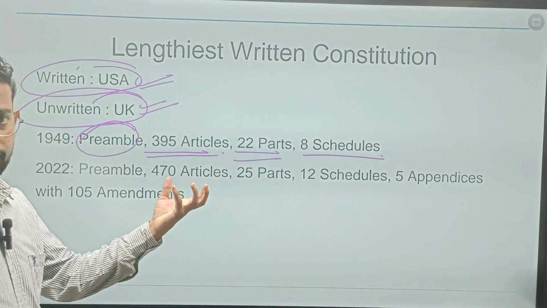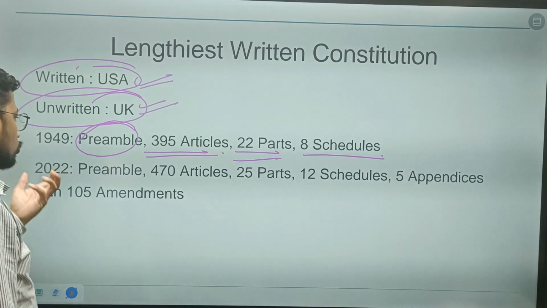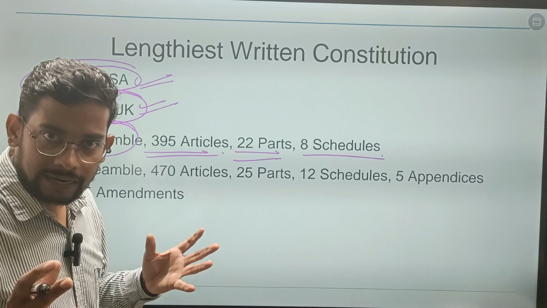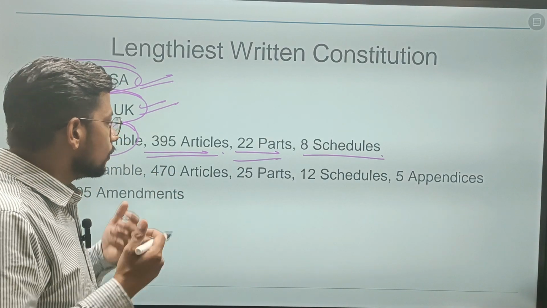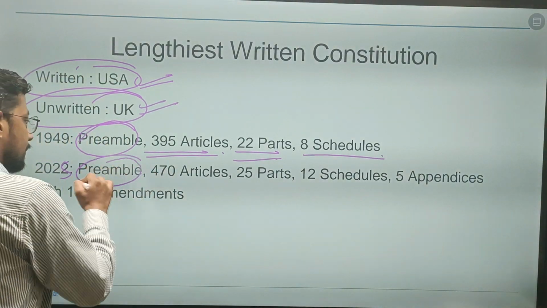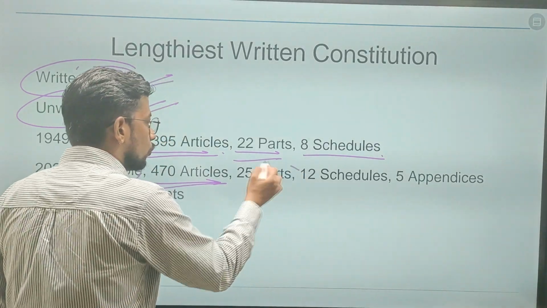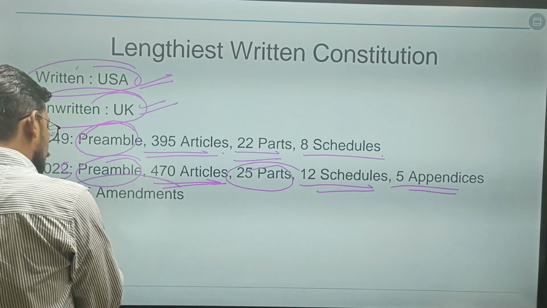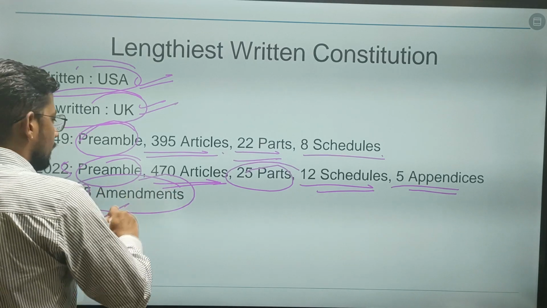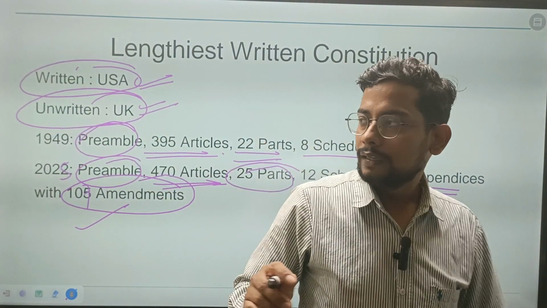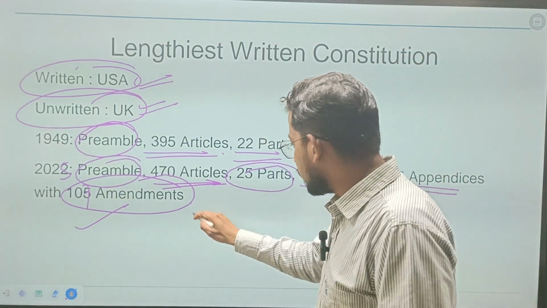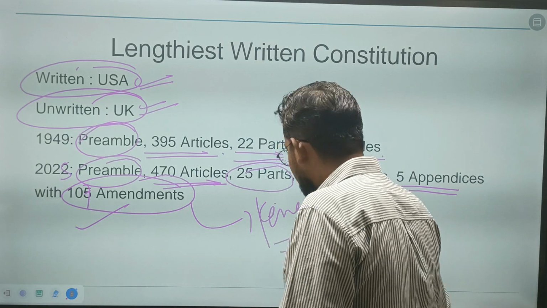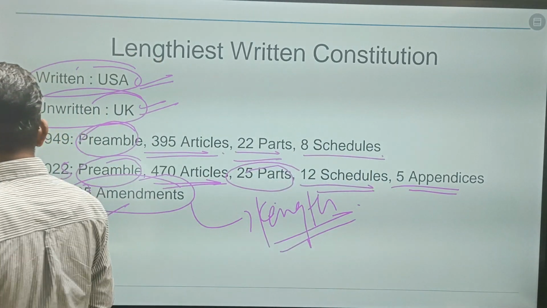So just look at it. So many provisions. Because of that we have so many articles, and it increases the size of our constitution. Presently we have a preamble, 470 articles, 25 parts, 12 schedules, 5 appendices, and almost 107 amendments. So we have these many things. Because of that our constitution became the lengthiest constitution. The length of our constitution has increased because of this.